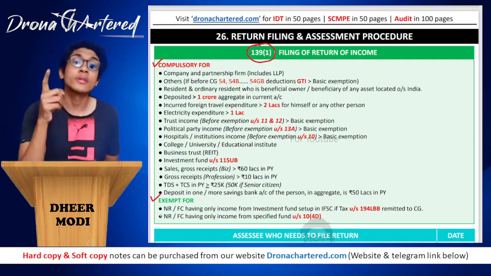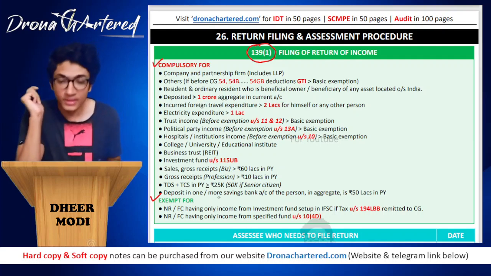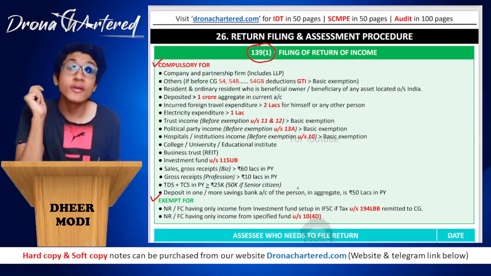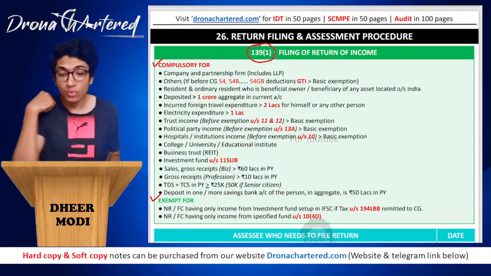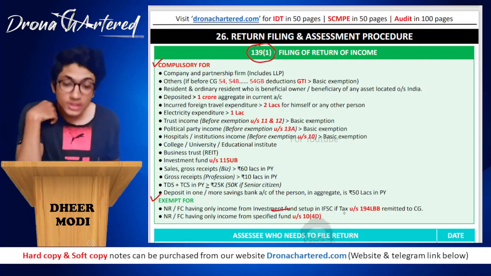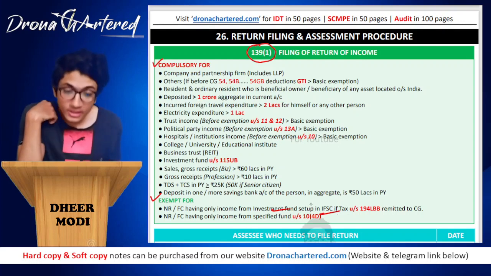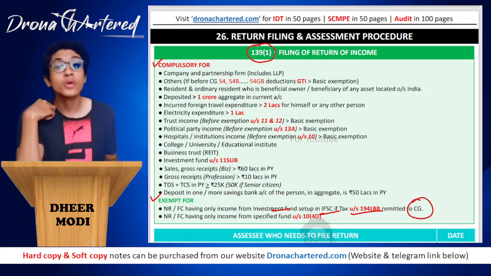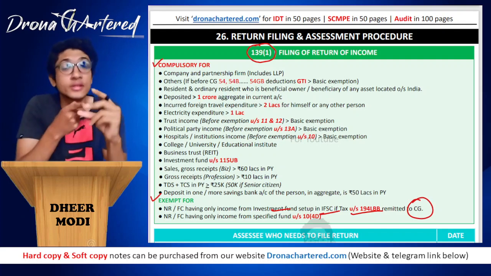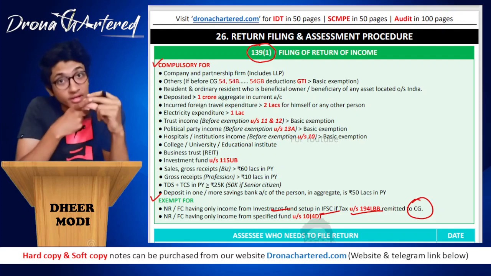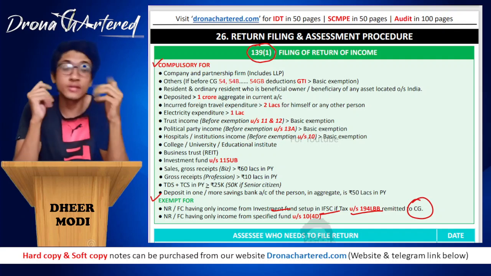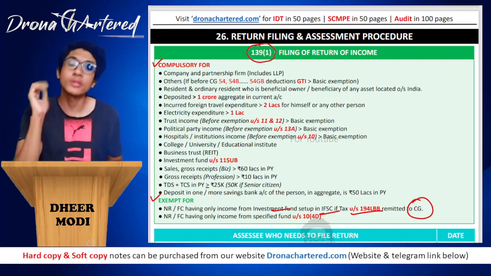So your non-resident or your foreign company, that is your NR or FC, having only income from investment fund. If that particular NR or foreign company only has income from an investment fund which is set up in IFSC, if tax under section 194LBB, that is your TDS under 194LBB, has been remitted to the central government. So there are some conditions. That means you have to be an NR or an FC. Then second, you should only have income from the investment fund set up in the IFSC. And third, under section 194LBB, it should be remitted to the central government.